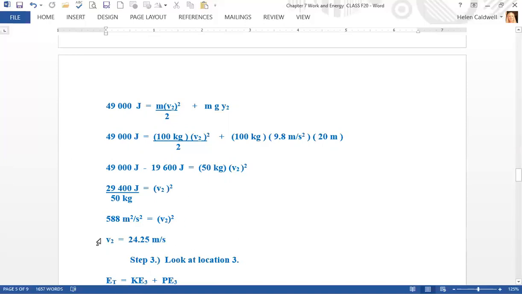To find the velocity at point 2, you take the square root of that 588, and you have 24.25 meters per second. So when you are 20 meters above the ground, this is how fast you're going.